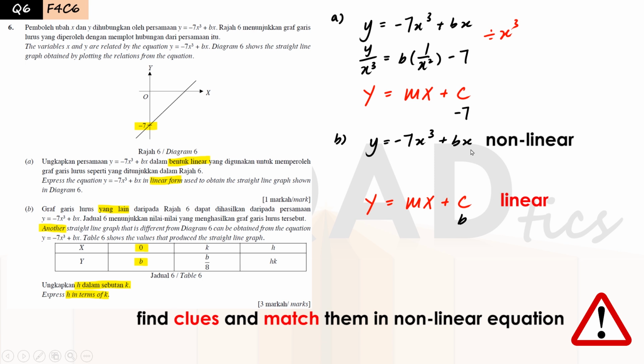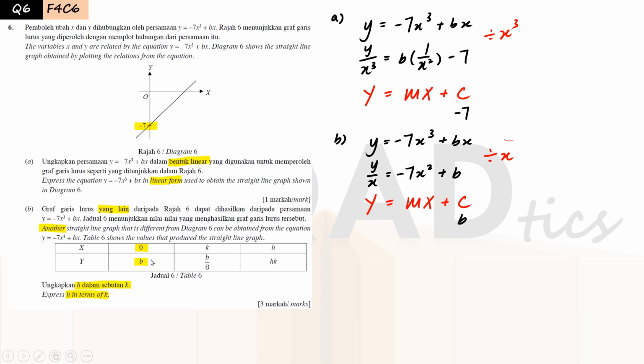So according to the non-linear equation here, the b is here, and there's an x here. So what we need to do is to divide the whole equation by x. Okay? So you can see that now the y-intercept matches with the clues inside this table. Alright, so now we need to find the expression of h in terms of k. So what we are going to do is substitute the coordinates here into this equation.